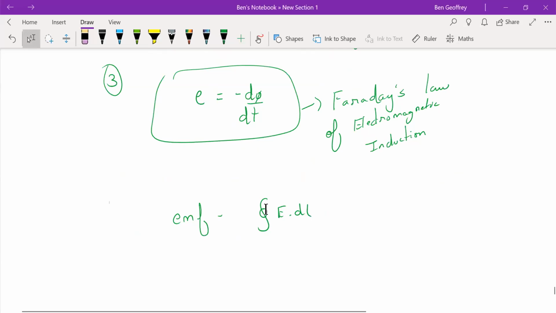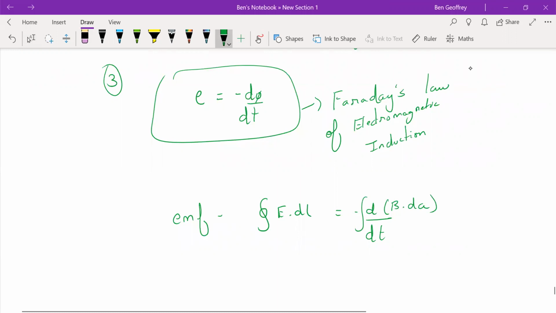This is the work done in moving a unit charge across the entire circuit. So E dot dl is equal to minus dφ/dt. I hope you understand why I'm writing it this way. Now again, φ is nothing but the integral of B dot dA, right? So I can write φ as the integral of B dot dA.